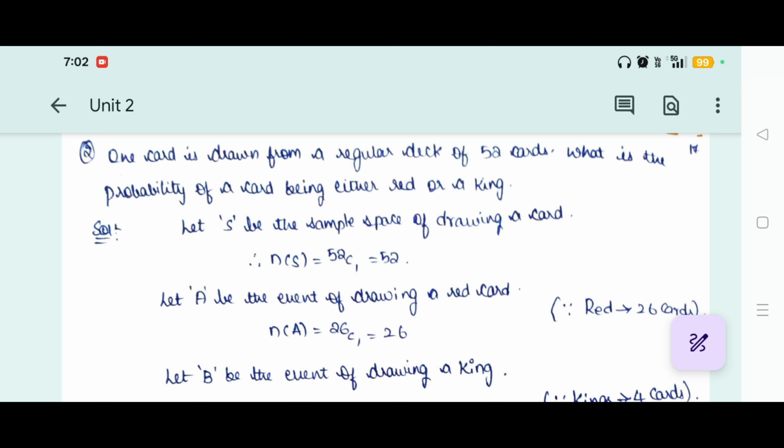One card is drawn from a regular deck of 52 cards. What is the probability that a card is either red or a king? Solution: let S be the sample space for drawing a card. So n(S) = 52C1, that is 52.